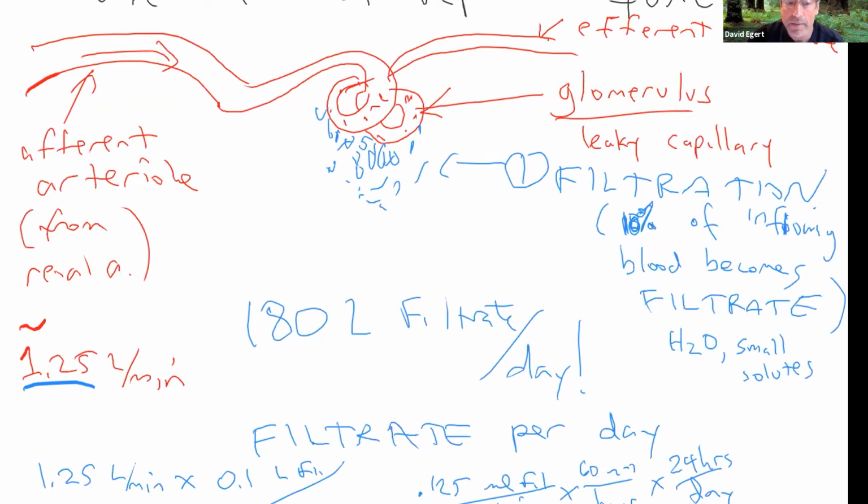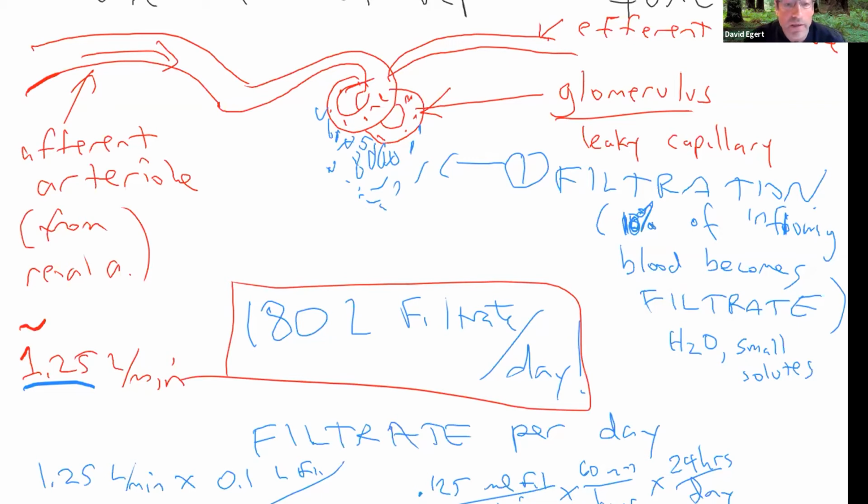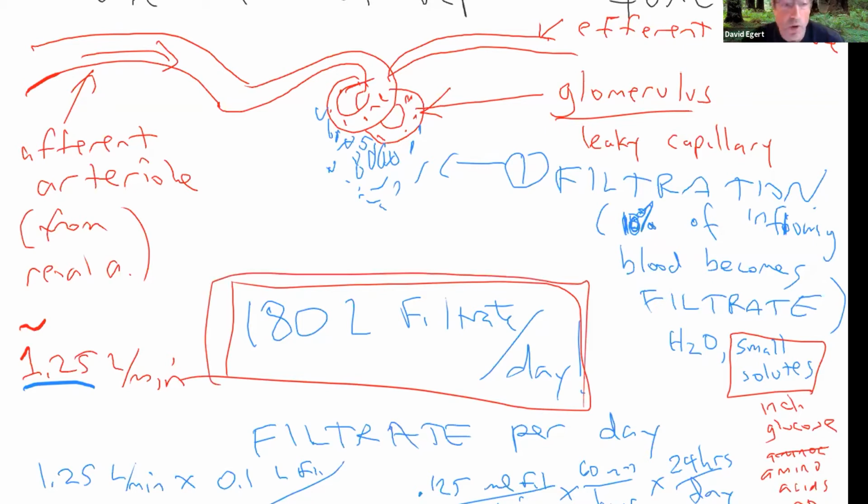So the majority of the water, as well as all of the good stuff, this includes the glucose and amino acids and whatever. All of the stuff that we actually want to keep in our body, like 99% of that water, and all of the small solutes that are actually nutrients that we want to keep, we need to reabsorb, bring them back into the bloodstream. So let's look at how that happens.